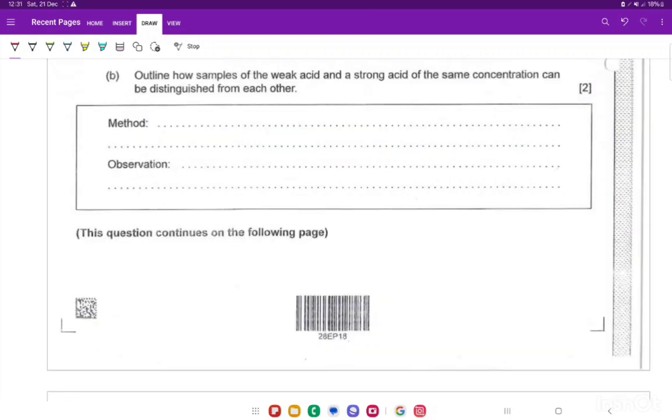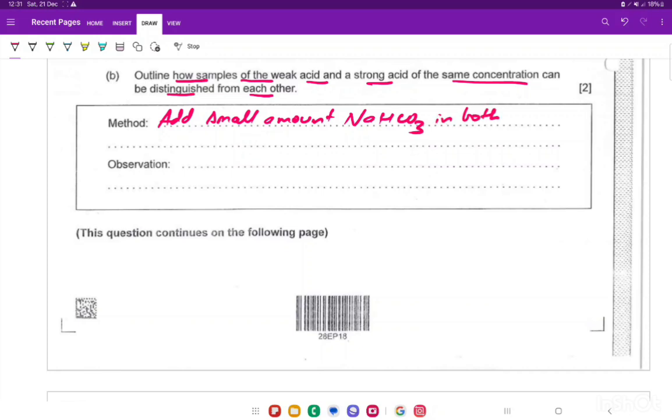Next question is, outline how samples of weak acid and strong acid of same concentration can be distinguished from each other. We can distinguish a weak acid from a strong acid by the help of sodium hydrogen carbonate. Add a small amount of NaHCO3, sodium hydrogen carbonate, to both the test tubes of both the solutions.